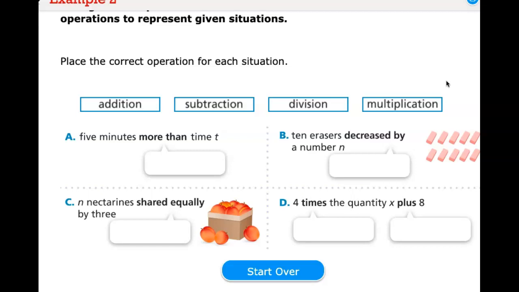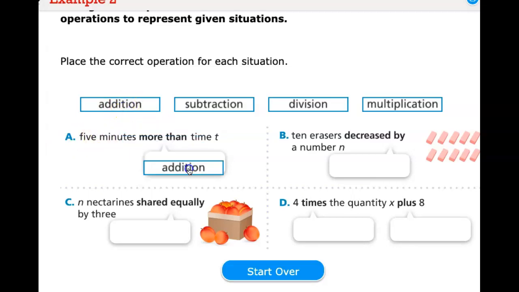So for part A, what operation represents more than? The word more. What operation will that be? Can I have somebody else that's not been sharing for us for a little while? Let me see who I could ask. Annie, what operation does this represent for letter A? Addition, subtraction, division, or multiplication? Addition.